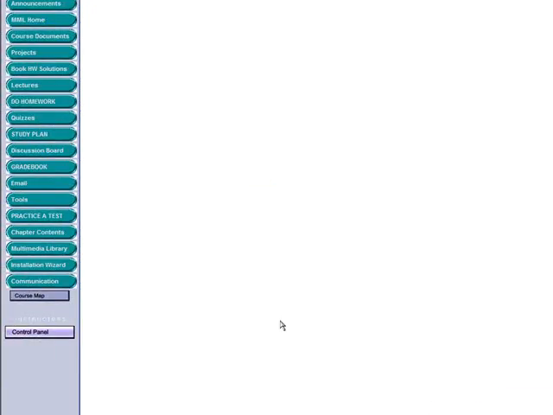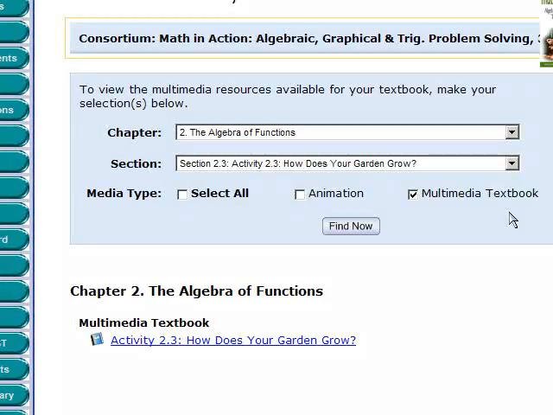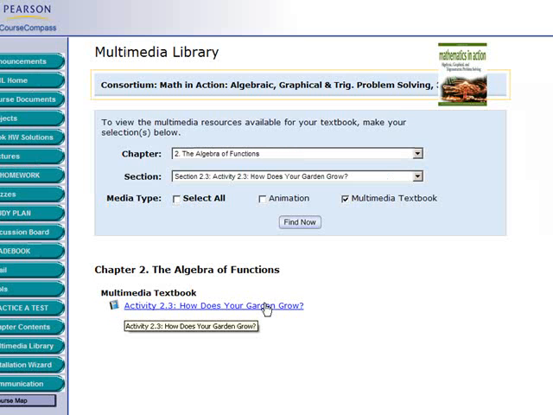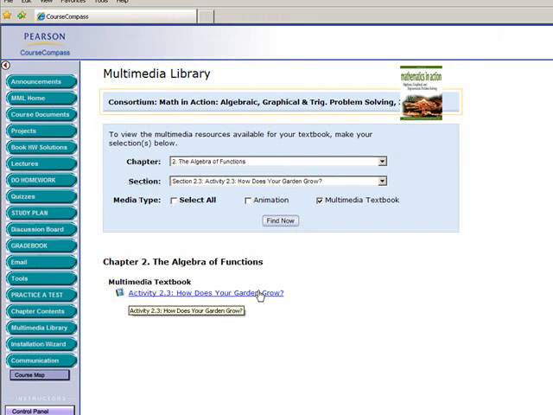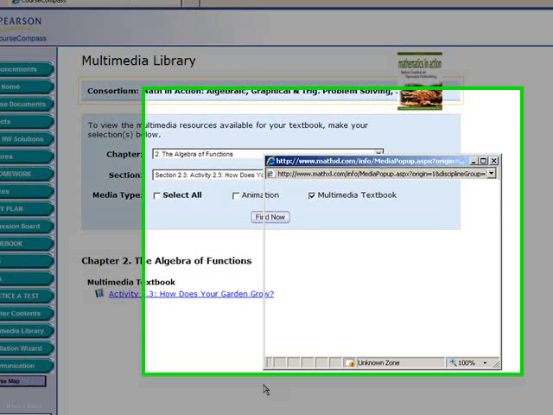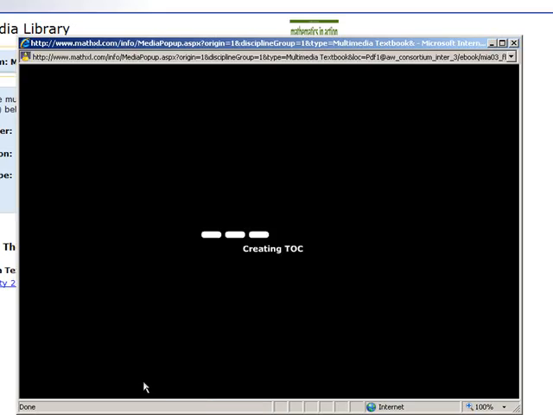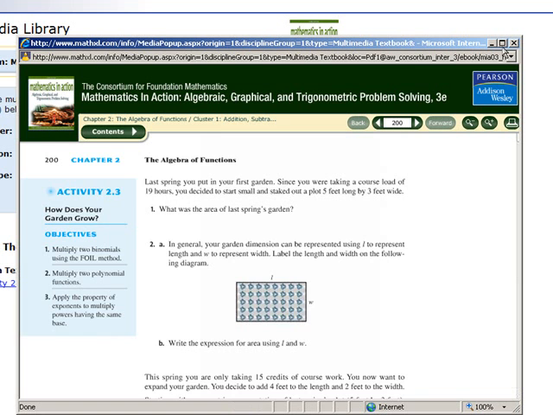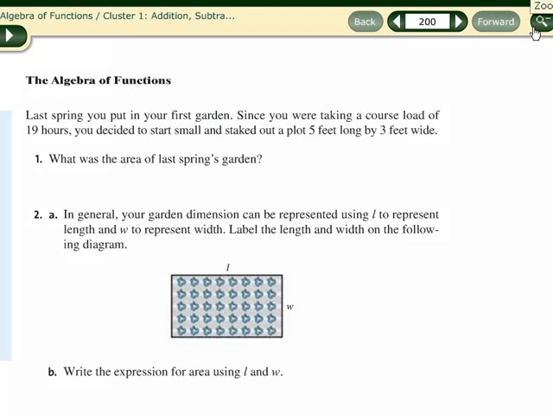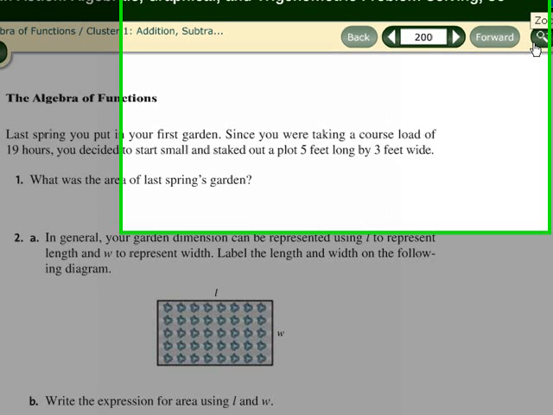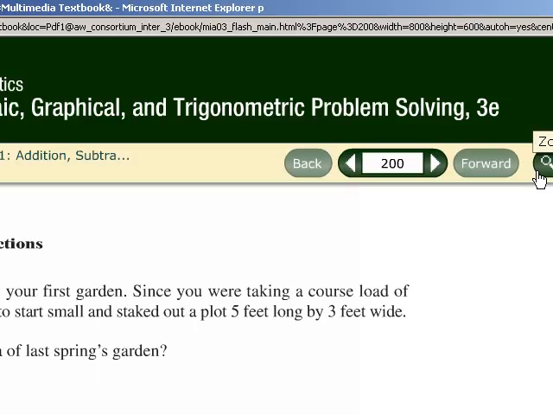Alright, so we find it. We click multimedia textbook, and then we can click down here. And it's going to bring up our textbook. It's the exact same textbook that you're carrying around with you. So you may not necessarily need to carry the textbook with you at all times, but it is still handy. This textbook is done differently than other textbooks you're used to.